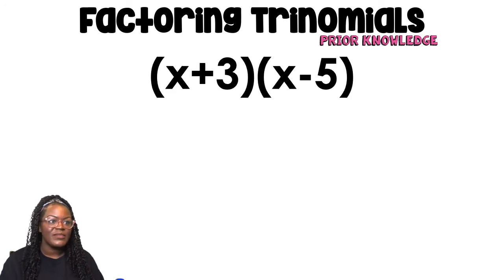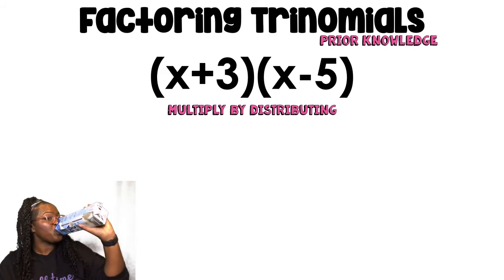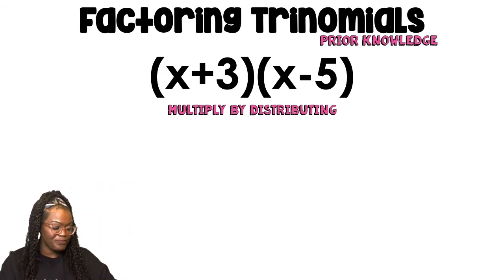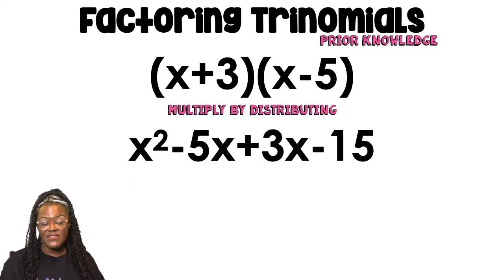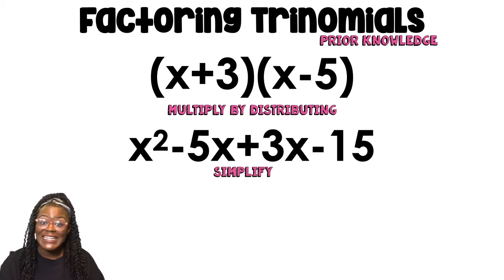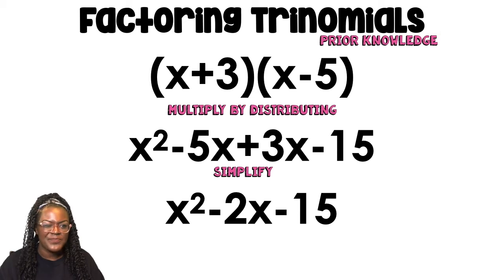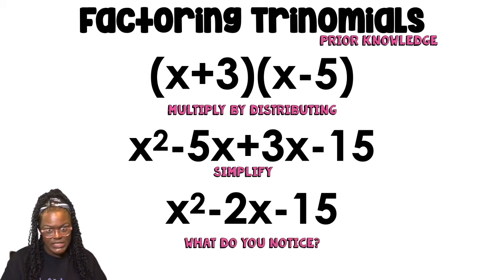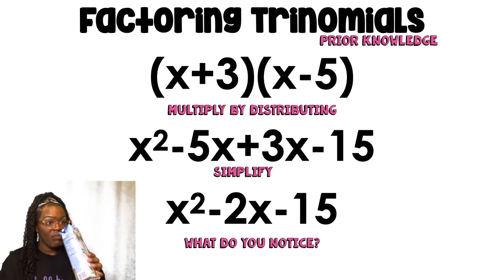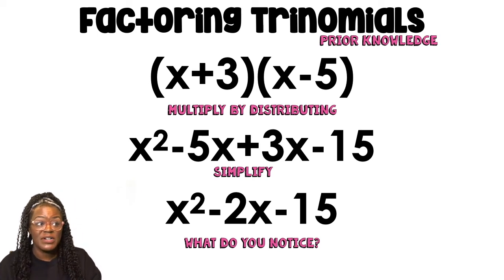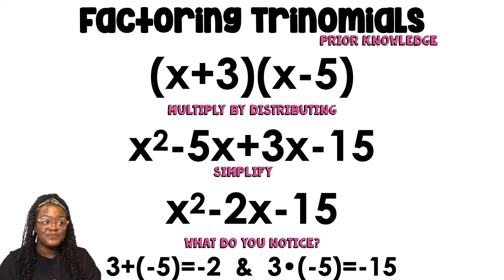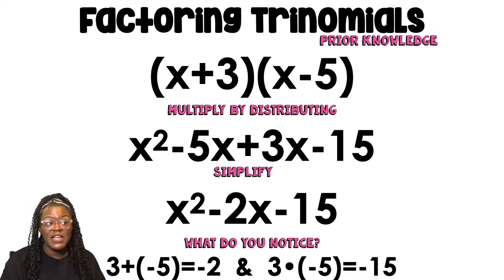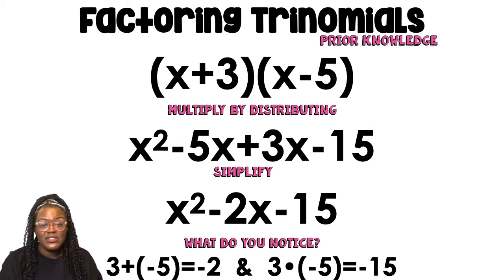Let's do another one. Multiply by distributing. X times x is x squared. X times negative 5 is negative 5x. 3 times x is 3x. 3 times negative 5 is negative 15. I'm going to simplify by combining my like terms in the middle. So negative 5 plus 3, in the middle, I'm going to get negative 2x. What do you notice? Well, the same thing. Those two numbers, 3 and negative 5, give me negative 2. So when I add those two numbers, they give me what's in the middle. And when I multiply those two numbers, they give me what's in the back.